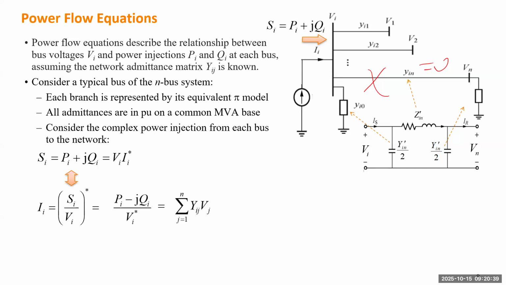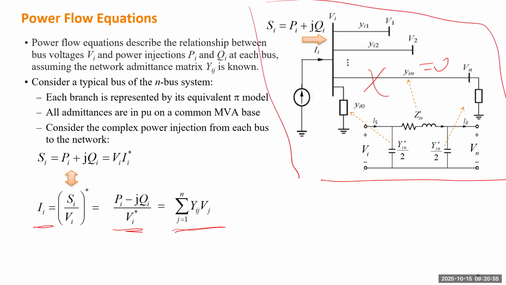Then we can have the current to be calculated by the conjugated complex power divided by the conjugated voltage phasor. And on the right-hand side, we just take this structure, right? By utilizing the bus admittance matrix, we can form the right-hand side. So this is actually the most important equation in this section.